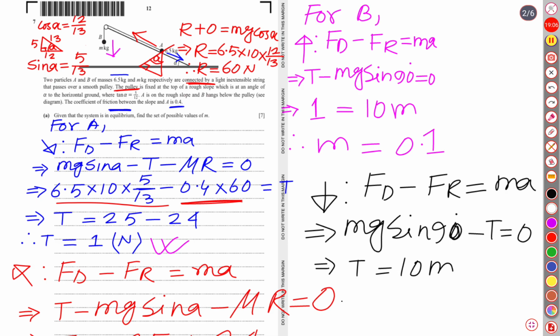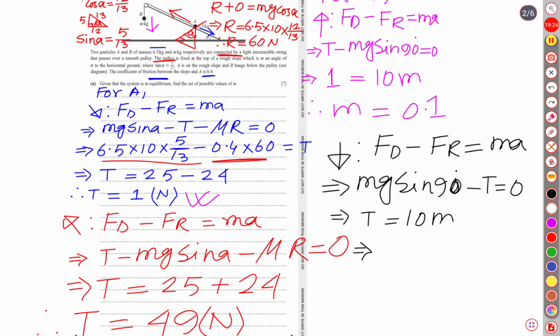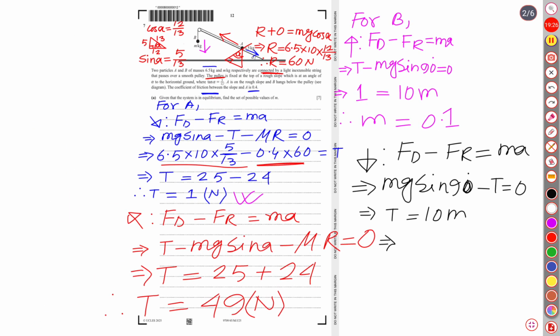Now we substitute the second value of tension, because this time particle A was moving up whereas B was moving down. When particle A was moving up, we have already found that the tension was 49 Newton. So let us substitute this: 10m is equal to 49 Newton. Hence our m is going to be 4.9.